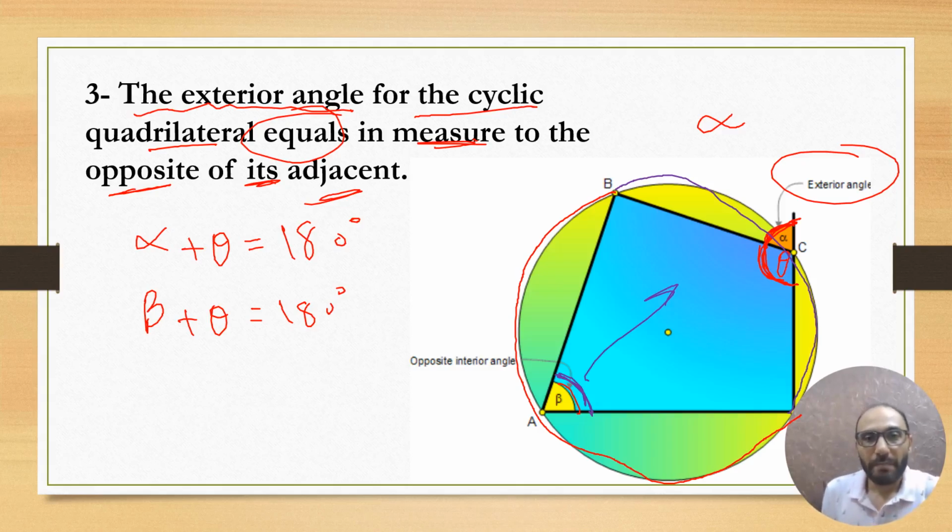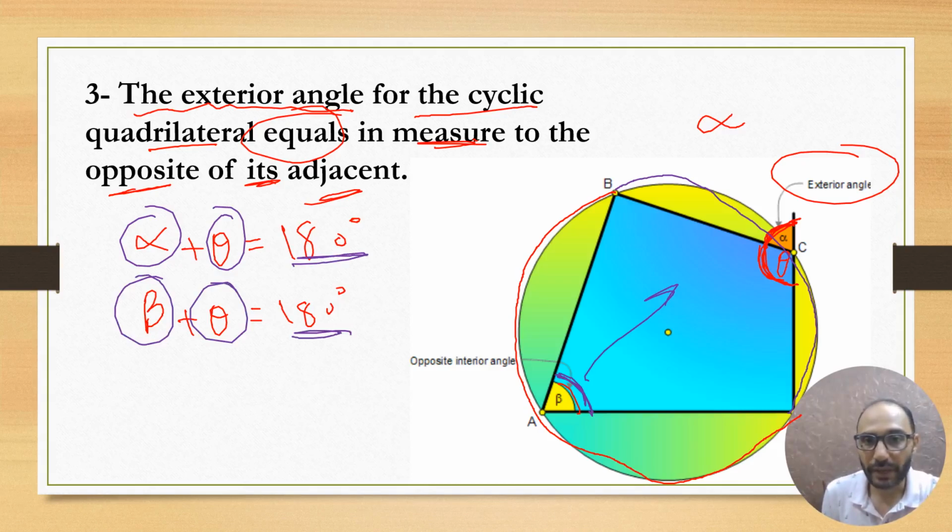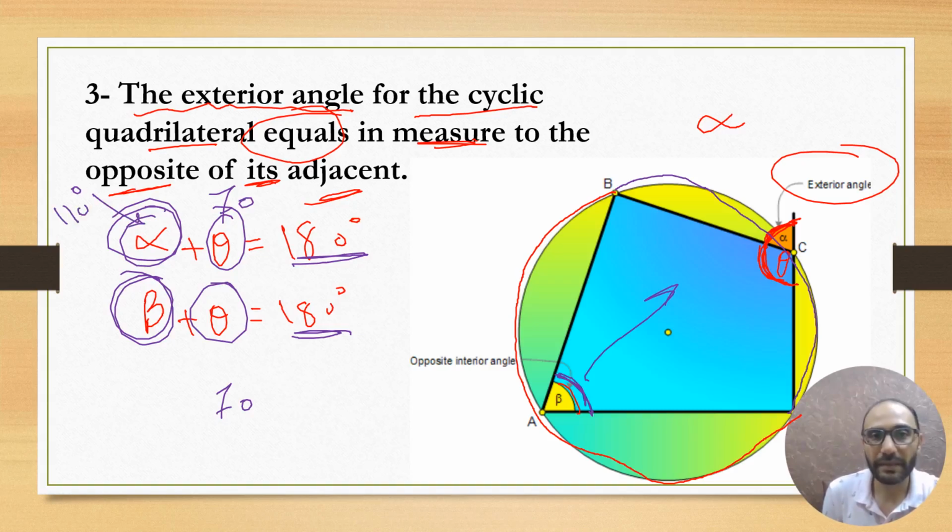And now, because alpha plus theta equals 180, and also beta plus theta equals 180, we can deduce that alpha equals beta. As an example, if theta is, let's say, 70 degrees, that means alpha must be 110 because 110 plus 70 equals 180. Theta never changes. It is the same angle, theta, that we used in both cases. And now what plus 70 equals 180? Also 110 degrees. That means if alpha plus theta equals 180 and also beta plus theta equals 180, alpha must be equal to beta.